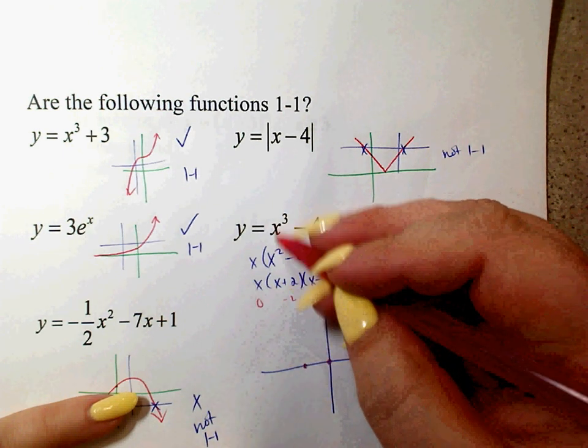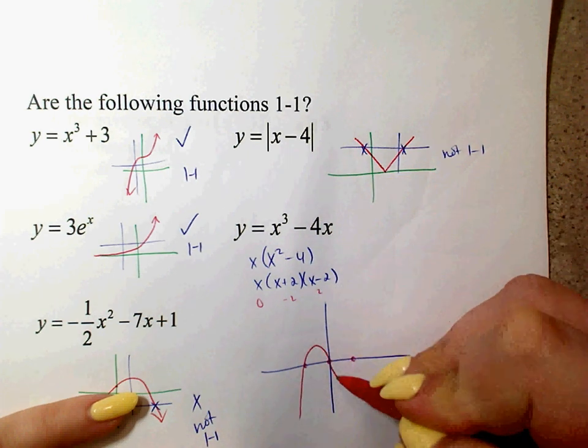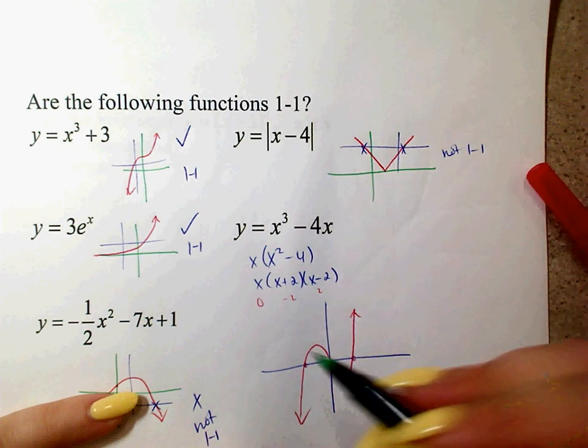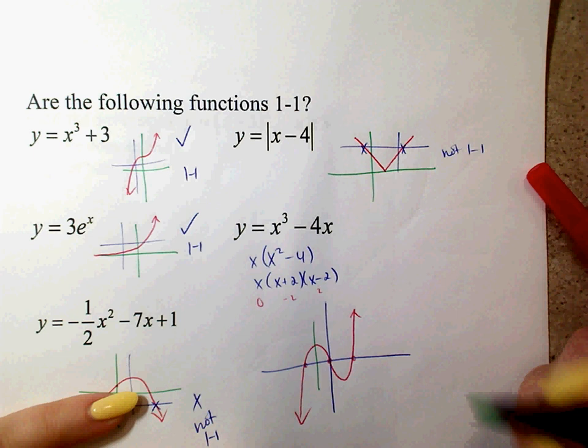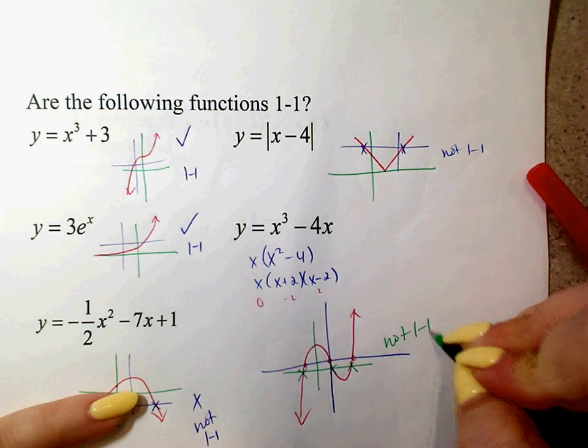It's got a positive leading coefficient, so it starts from below and goes up. So I know it does something like this. And having this go on in the center means it does pass the vertical line test, but it does not pass the horizontal line test. So it is not one-to-one.